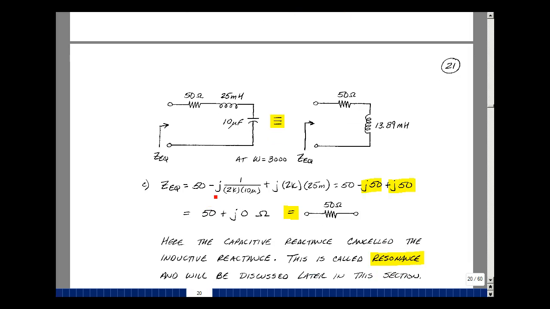Capacitance has an impedance of minus j over omega C, but now 2,000 times 10 microfarads, that turns out to be minus j50. For the inductance, it's j omega L, but now omega of 2,000 and 25 millihenries, I get plus j50. These two now cancel. And so I could represent this series RLC circuit with just one single resistor at 2,000 radians per second. Because the capacitive reactance and the inductive reactance are opposite signs, they can cancel. When they do, we call this resonance. And we'll talk some more about this a little bit later in this chapter. And these are some examples of phasor circuit analysis.